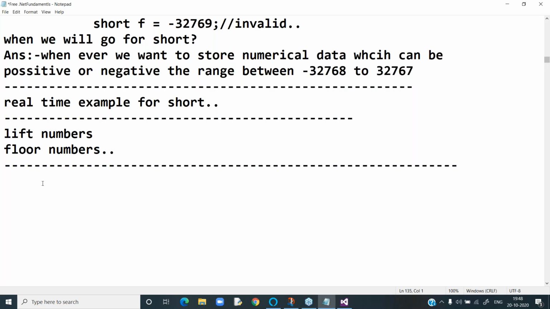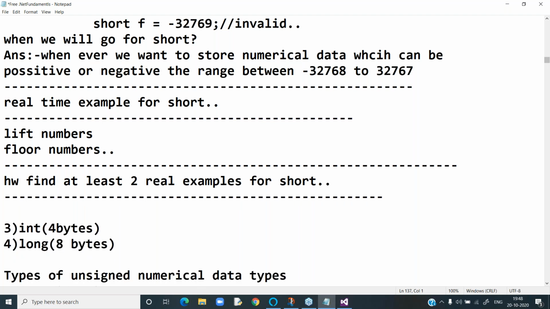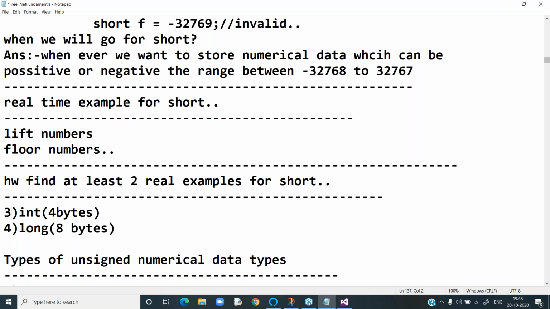Homework: find at least two real-time examples for short by tomorrow. Next, the third topic is your favorite data type, int.